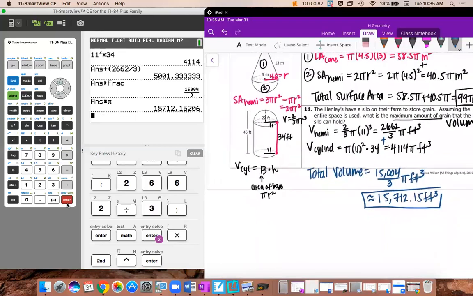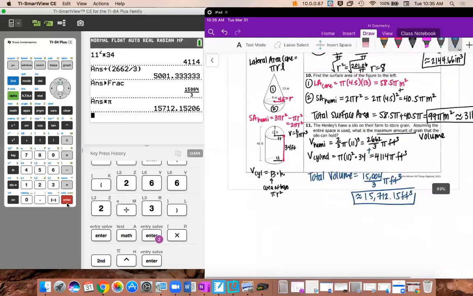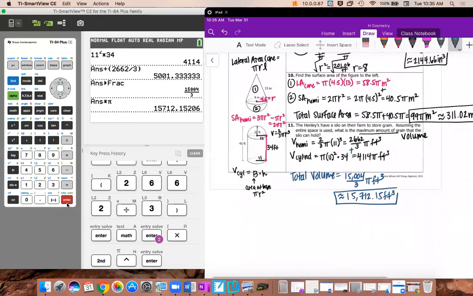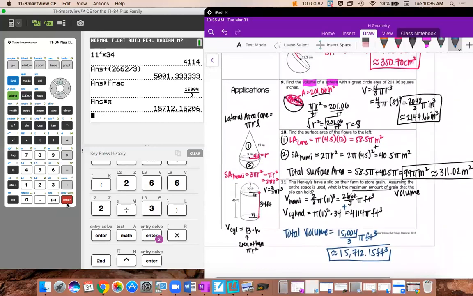All right, guys, so now you're just going to go do the practice problems of this. Make sure you take a picture and upload it to Google Classroom. And please reach out if you guys have any questions.